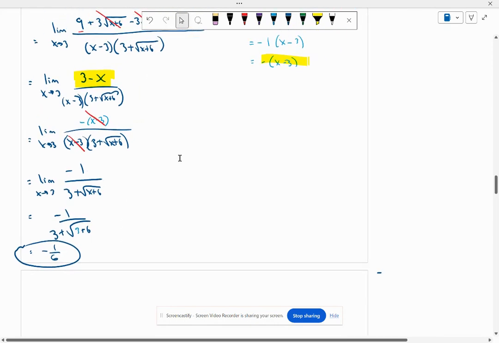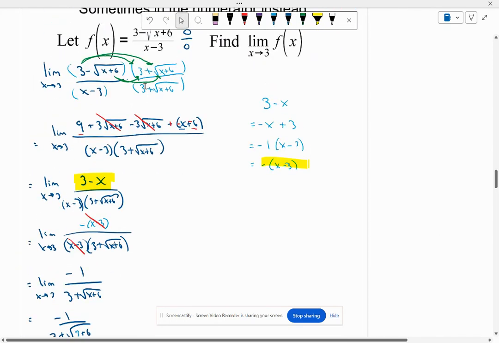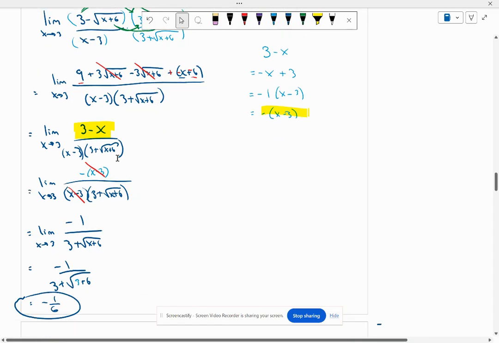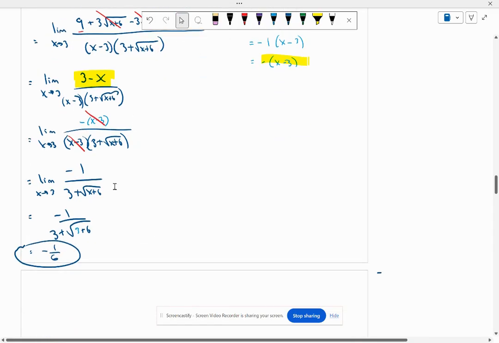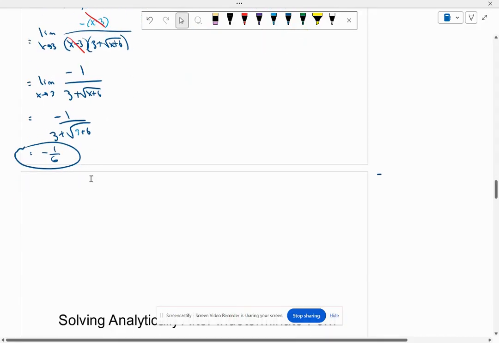So those are two examples where we can use the multiply by the conjugate, do some algebra to simplify, and then once we do the simplification, then we can do the plugging in the limit and getting our value.